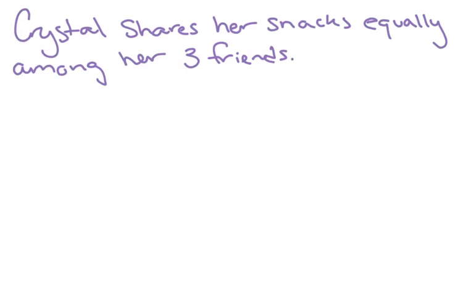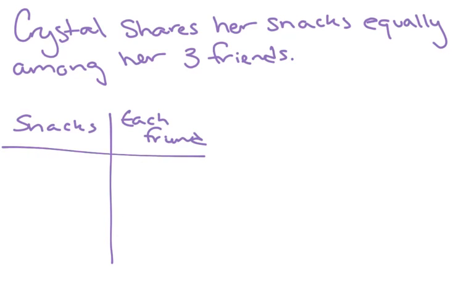Next one. Crystal shares her snacks equally among her 3 friends. Aw, so nice. Okay. Might make a little chart. Snacks. How much does each friend get? Now this one, there are some keywords that might help make it a little bit easier. No, not snacks. Shares equally. That tells me I'm pretty sure that we're going to be dividing, but let's just double check.